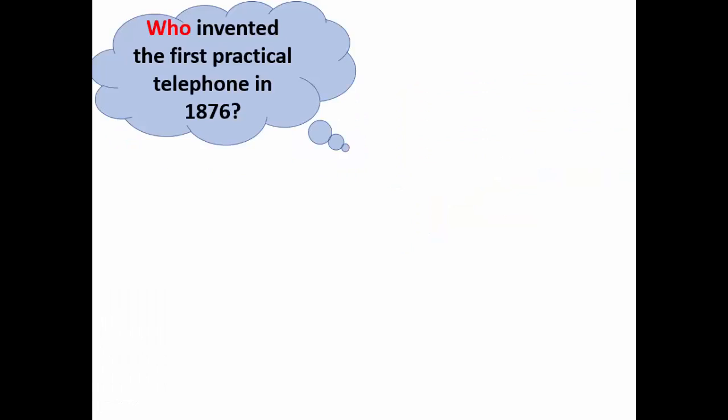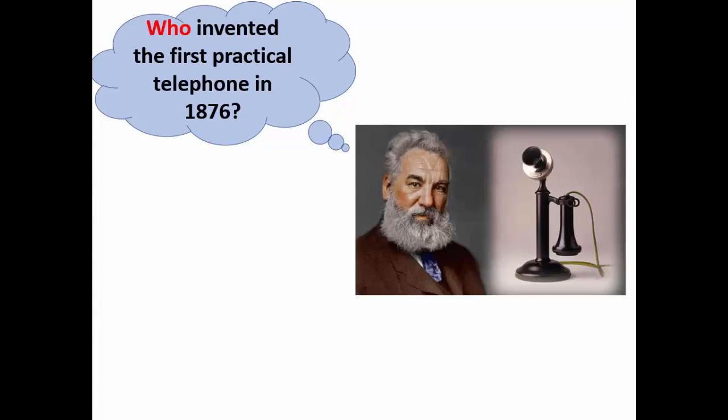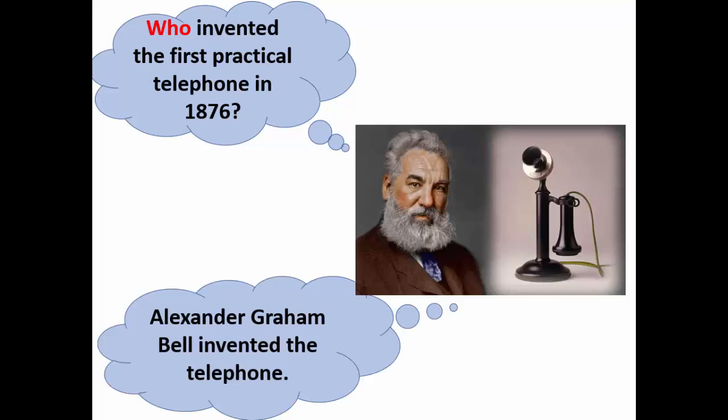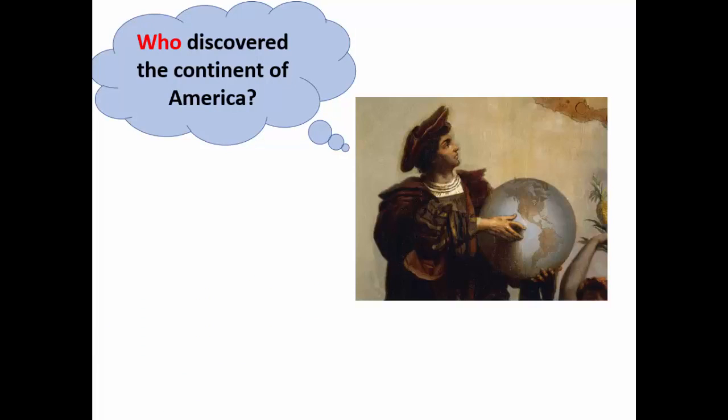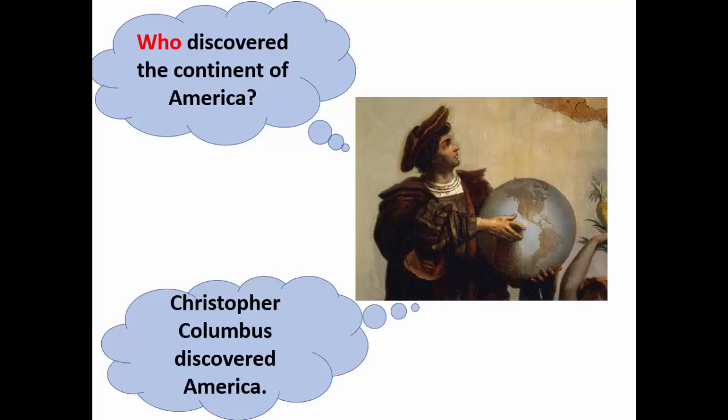The next question. Who invented the first practical telephone in 1876? Here the question word is who. We are asking for a person. Let's see the answer. Yes, Alexander Graham Bell invented the telephone. The next one. Who discovered the continent of America? Here we also use who in the question. Of course, the answer is Christopher Columbus discovered America.